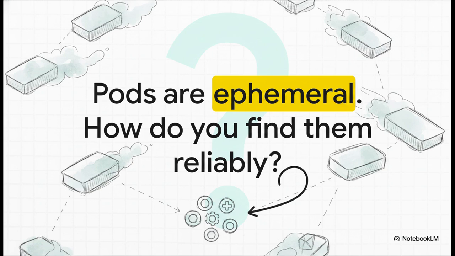Pods, well, they're designed to be disposable. They're what we call ephemeral. They can be created, destroyed, or moved to another machine at any moment. And every single time that happens, poof, it gets a brand new IP address. So how in the world are you supposed to have a stable connection to something whose address is constantly changing?